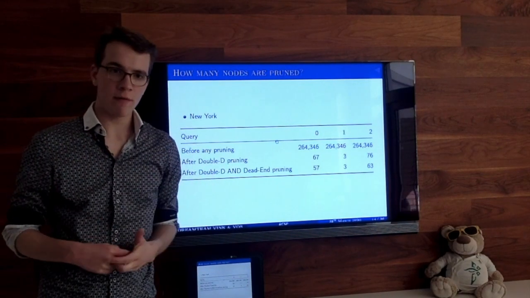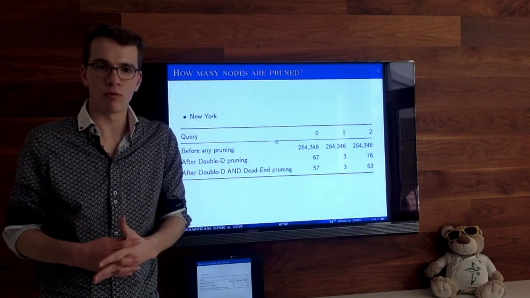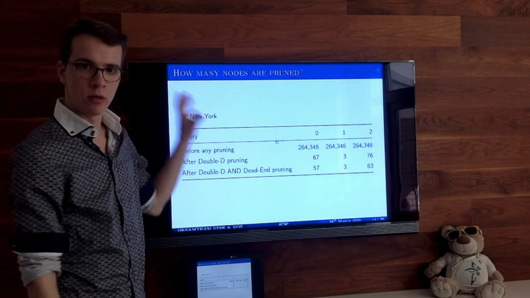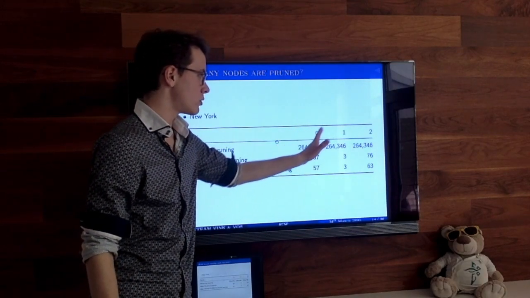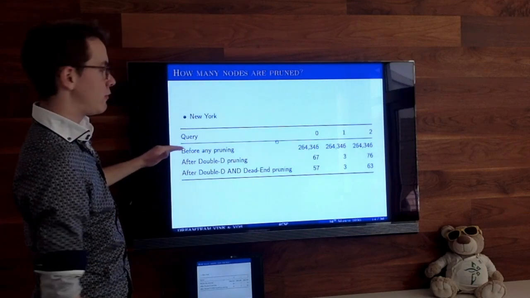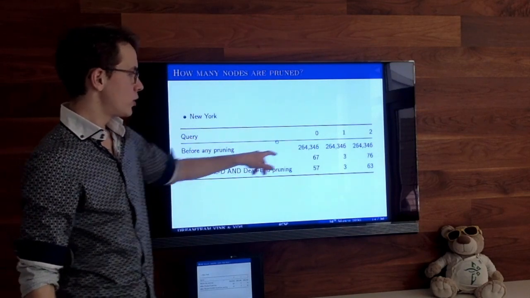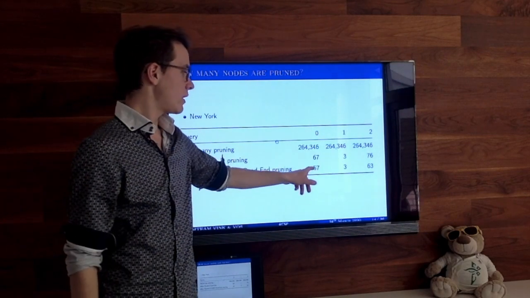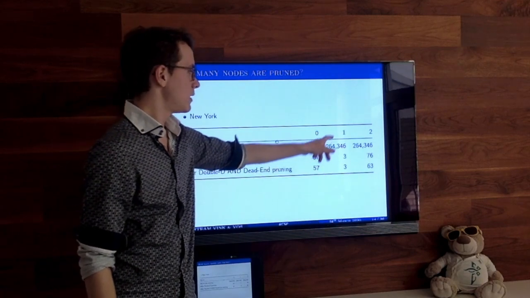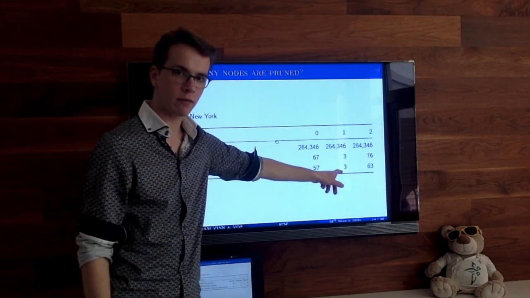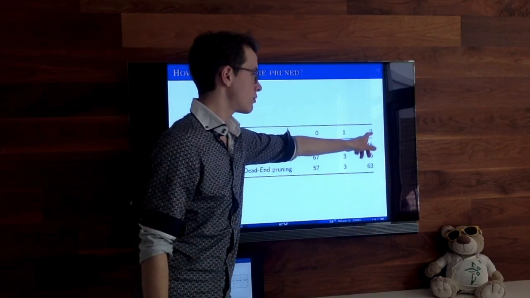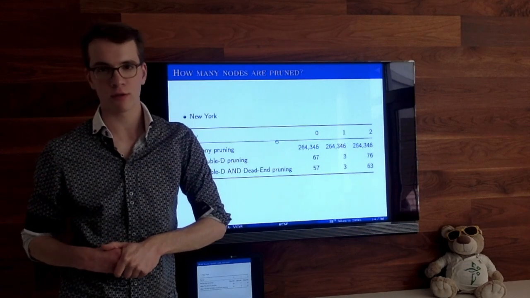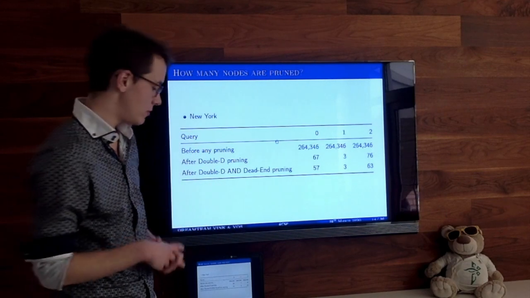Okay, so we prune the graph, and then one may ask, how many nodes are pruned? Does it really make such a big difference? Well, yes, it does. For example, let's have a look at New York, where we had 3 queries, query 0, 1, and 2. Before we did any pruning for each query, we had 264,000 nodes. In the first query, we only had 57 nodes left after the pruning. In the second query, we only had 3 nodes left. And in the third query, we only had 63 out of 264,000 nodes. So pruning does make a very big difference.